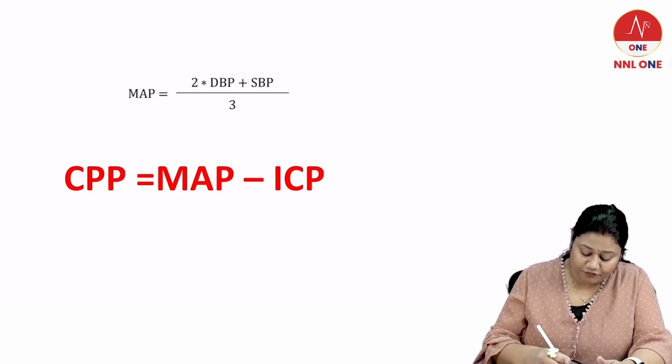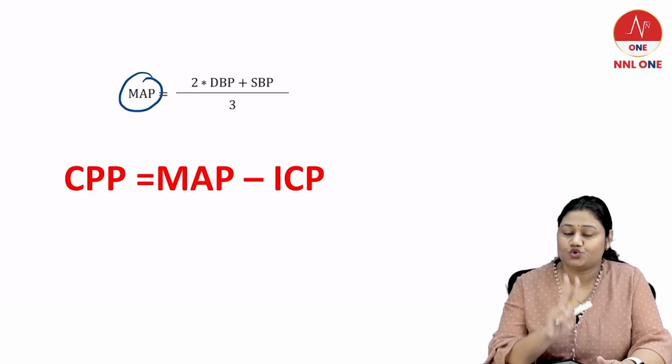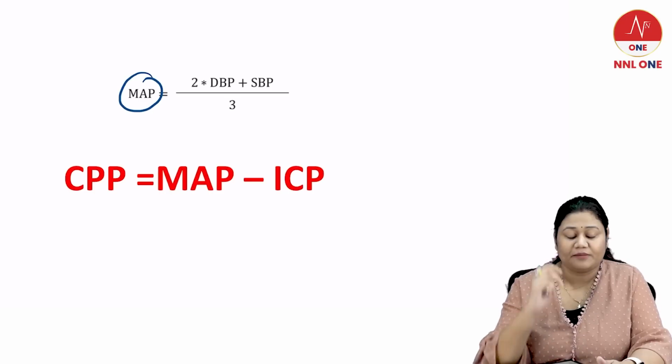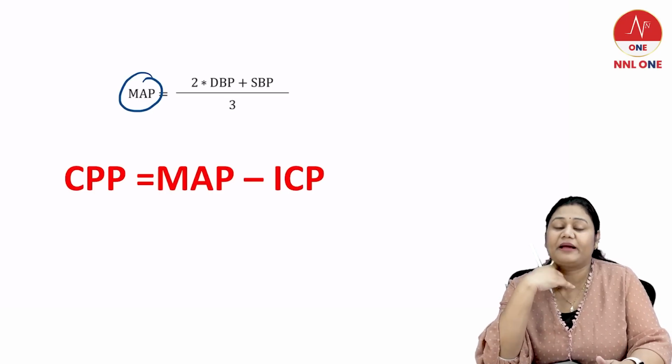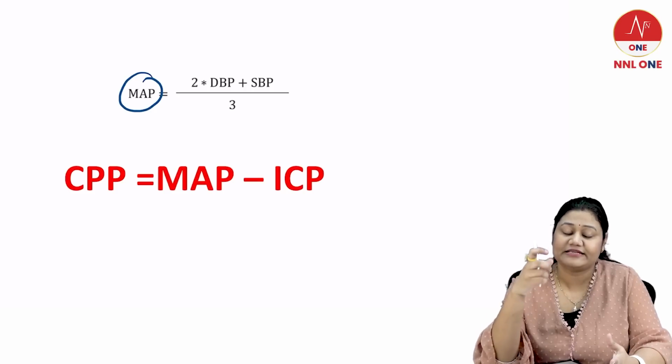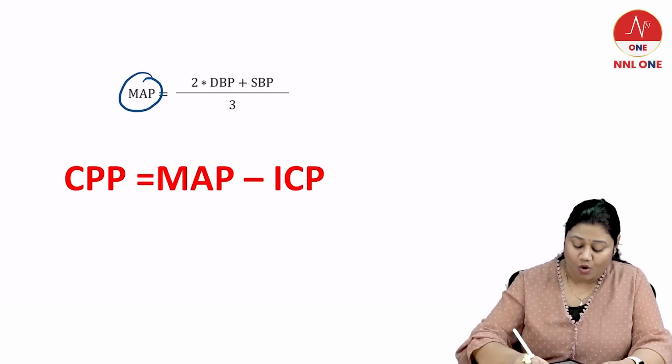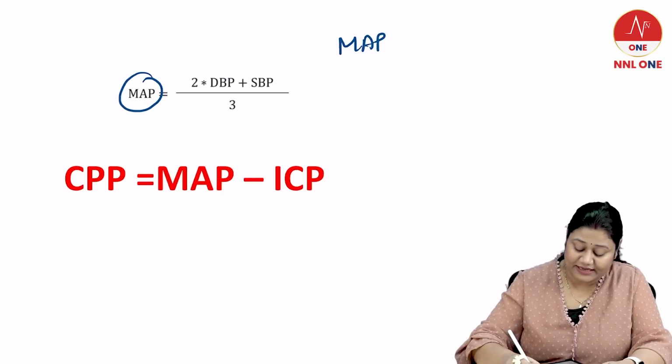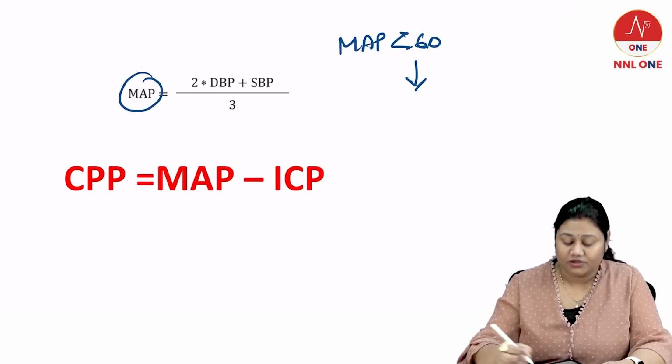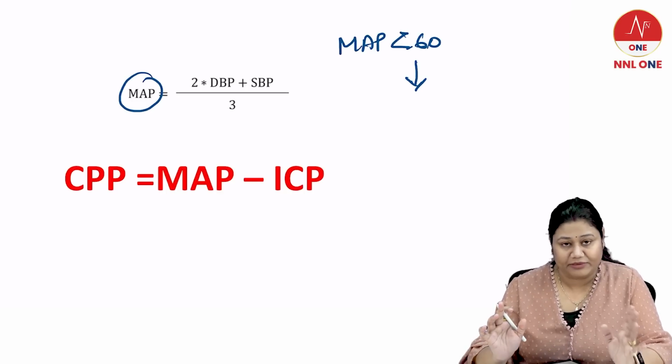Now, what is the formula for mean arterial pressure? It is always 2 multiplied by diastolic blood pressure plus systolic blood pressure, divided by 3. Whatever value you get with this will be your mean arterial pressure. Always remember, if mean arterial pressure is less than 60, then it requires immediate intervention. The normal should be 70 to 100 millimeter of mercury.